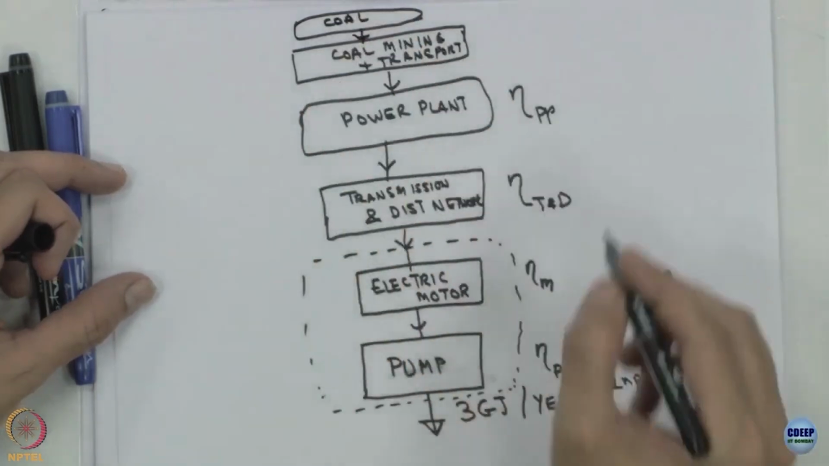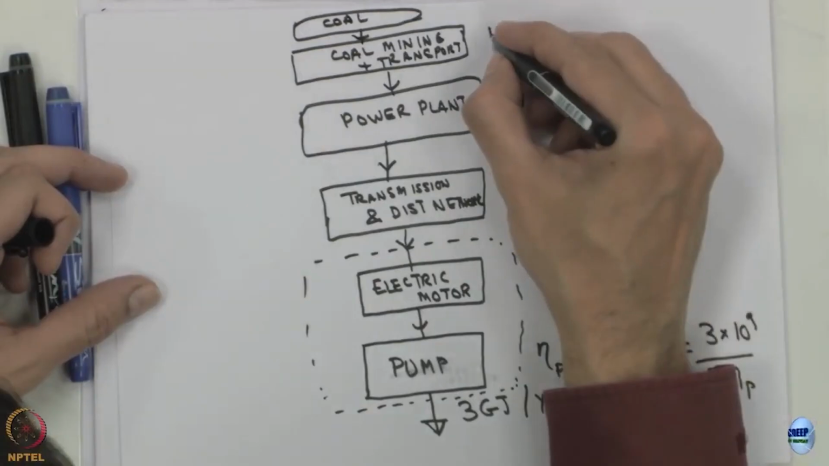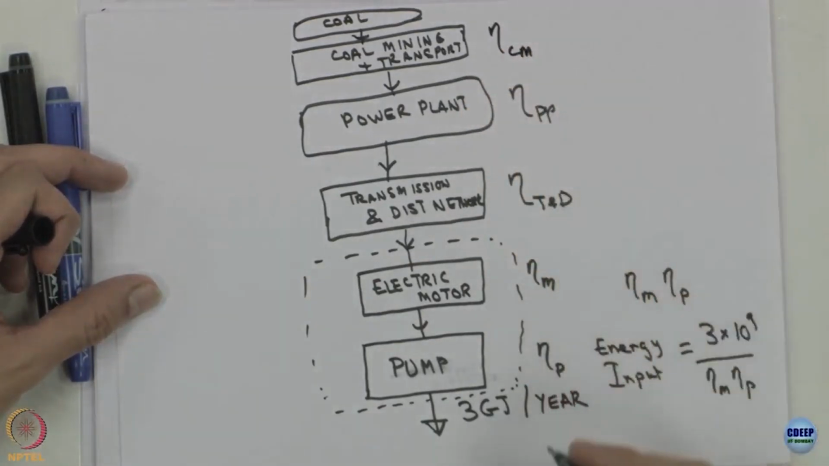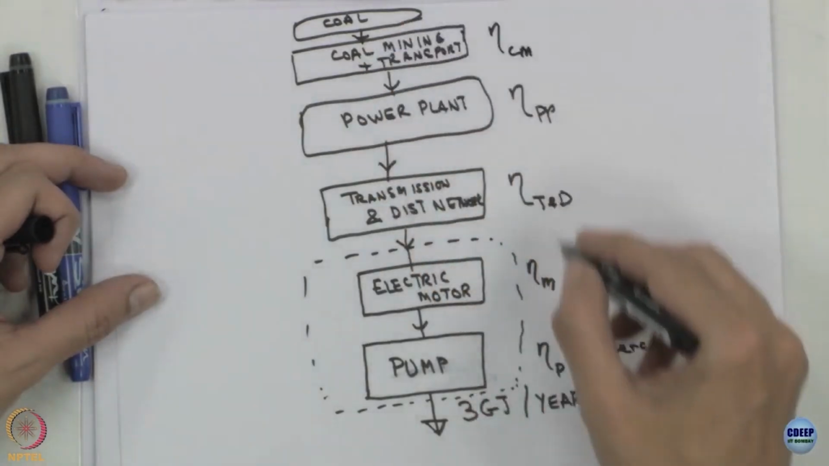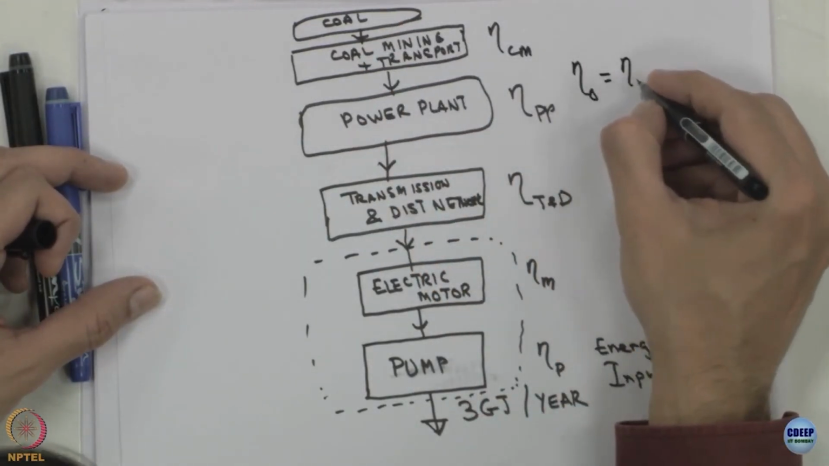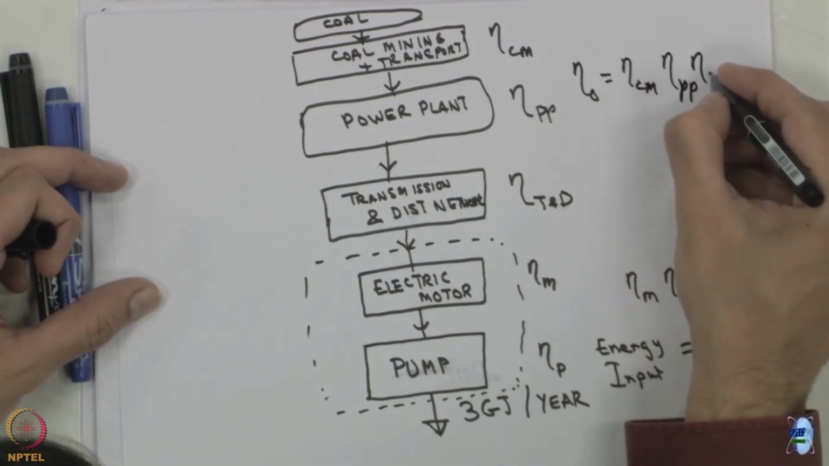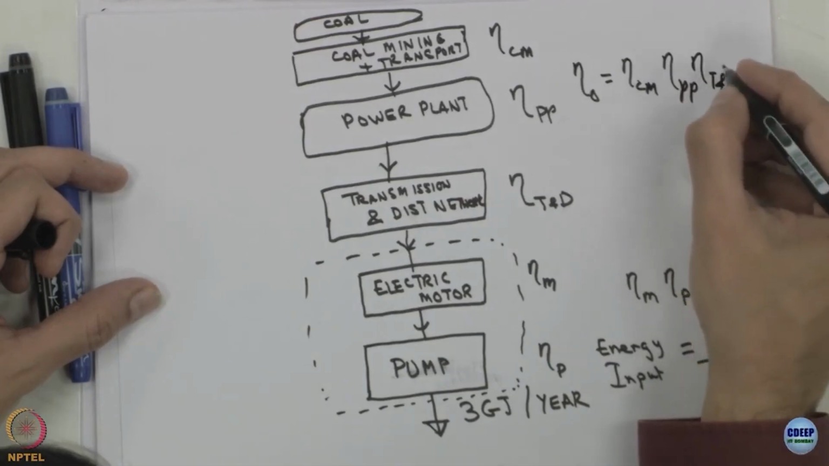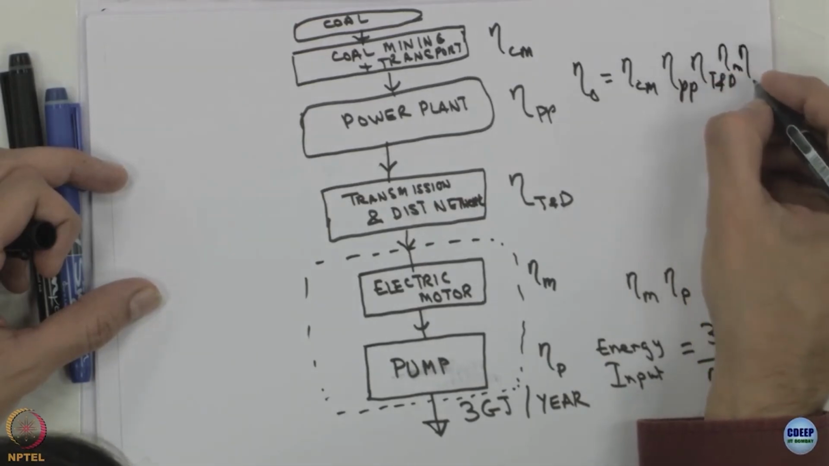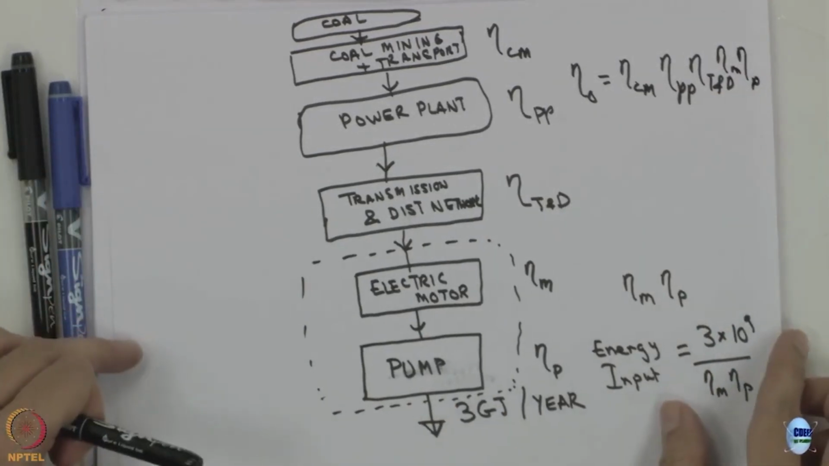Of course, you could have the similar thing from hydro or from any other source, and so here again you will have eta Cm, right. So if we look at this overall efficiency, this is going to be eta Cm into eta Pp into eta Tnd into eta M into eta P. That's the overall efficiency. So this is what we have just now seen.